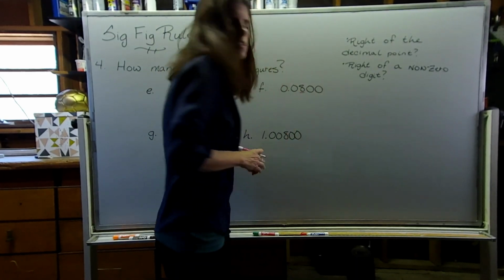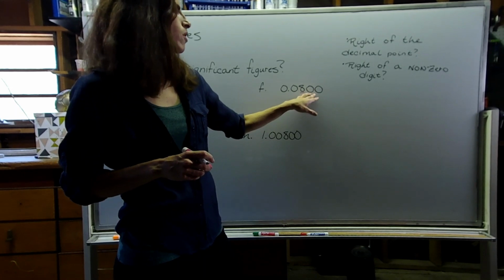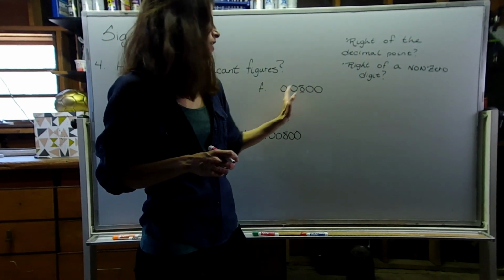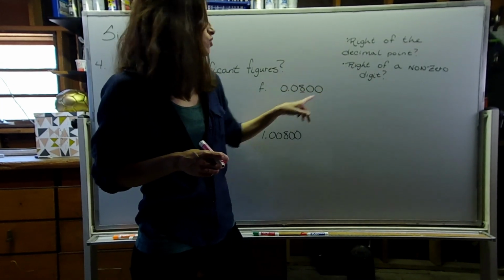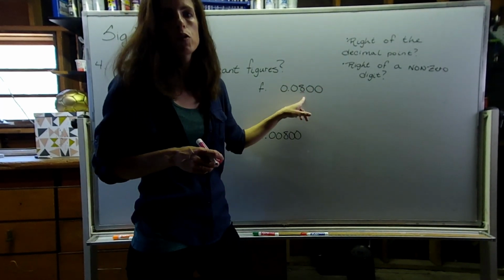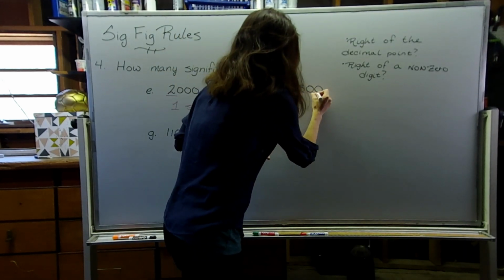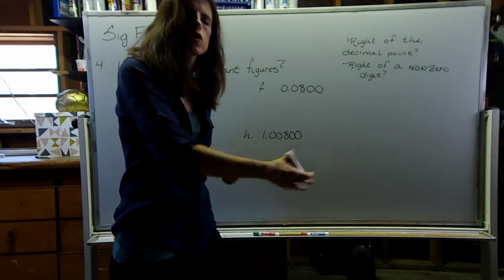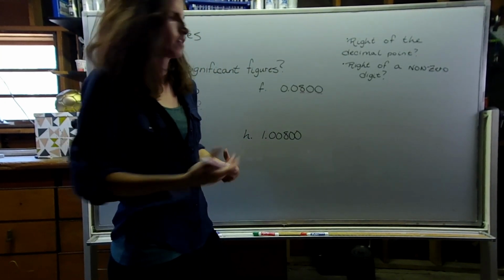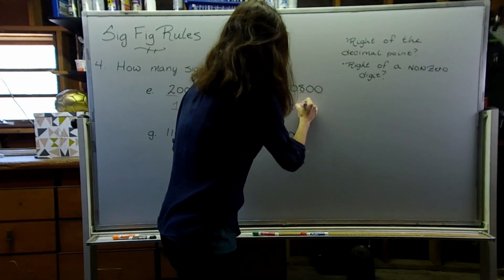Non-zero digits are always significant, so the 8 counts. And then we got these 2 zeros. They're to the right of the decimal point, so we got a yes there. And they're to the right of a non-zero digit as well. So both of these zeros are going to count. So trailing zeros count towards sig figs. Here we're going to have 3 sig figs total.